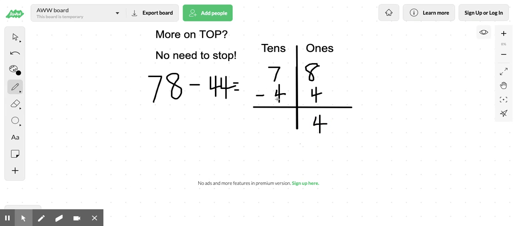7. And we take 4 away from the 7. That will give us 3. So our answer for this subtraction question, 78 subtract 44, the answer is 34. Excellent job.